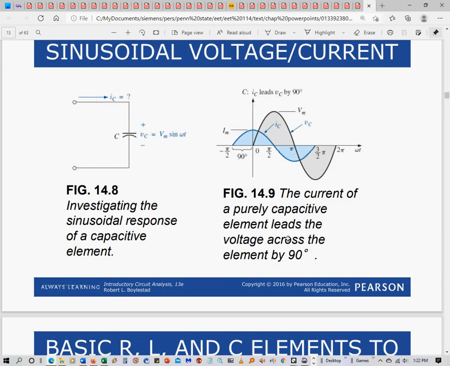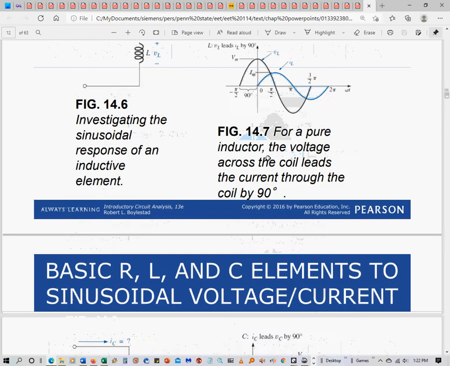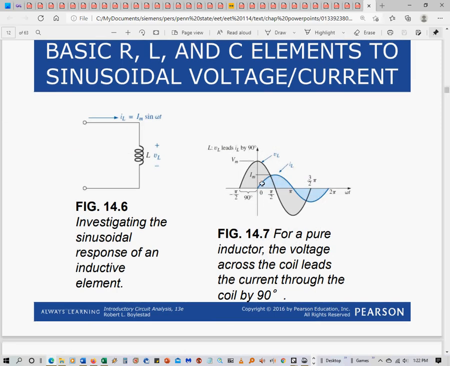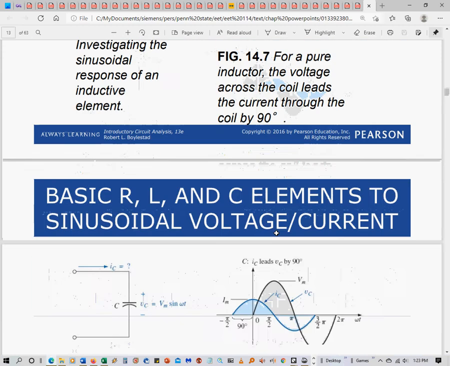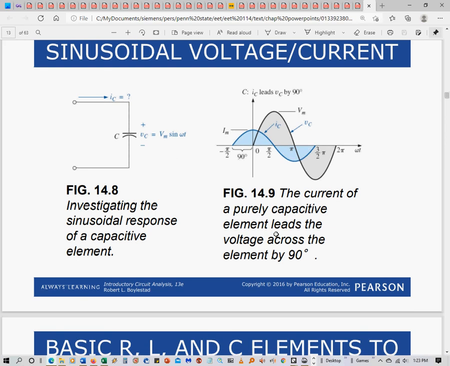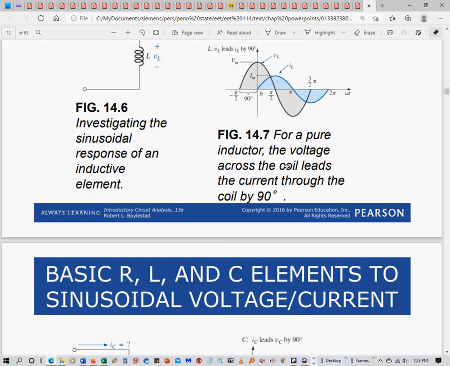You could also say here that the voltage lags the current by 90. And up here, you could say the current lags the voltage by 90. Okay. It's all dependent. Normally we say what the current does, not the voltage. So this is probably the more correct way to say it. The current of a capacitive element leads the voltage across the element by 90, and then here it would be more correct to say for the inductor that the current lags the voltage by 90 degrees.